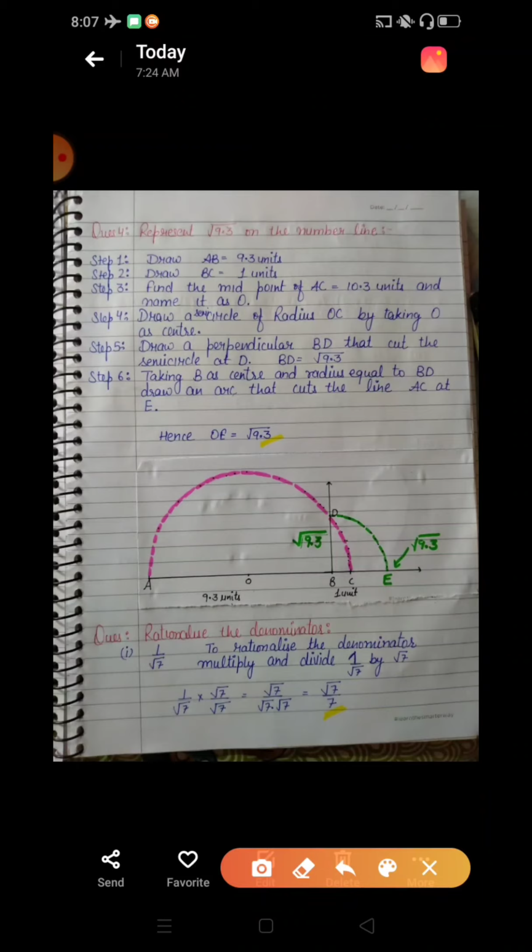Clear? Now the next question is, rationalize the denominator. The first one is 1 by root 7. Similar to 1 by root 2, we will multiply it by root 7 over root 7. So root 7 times root 7 will become 7. So the answer is root 7 by 7.